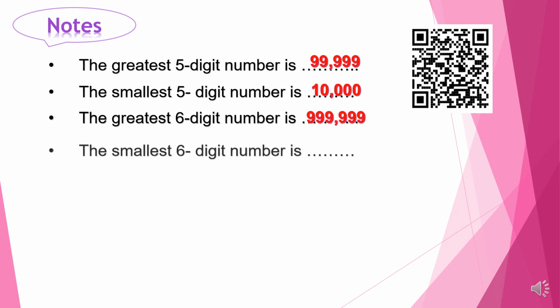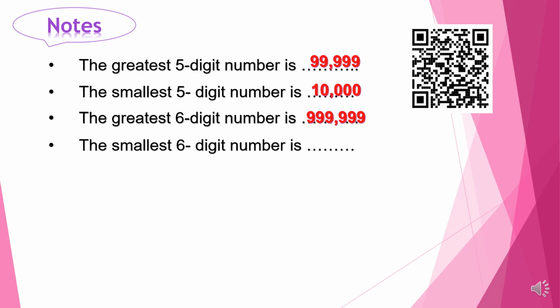999,999. The smallest 6-digit number. We said the smallest 5-digit number is 10,000, and the smallest 6-digit number is 100,000.